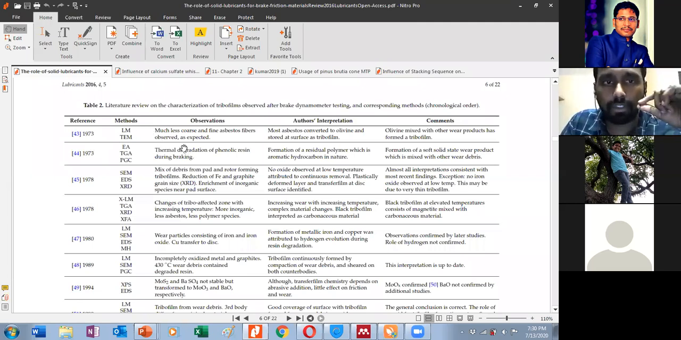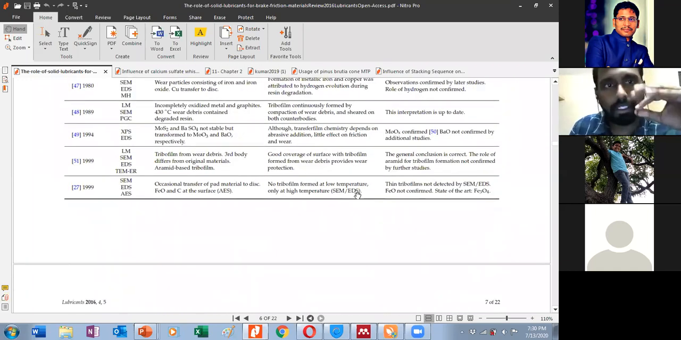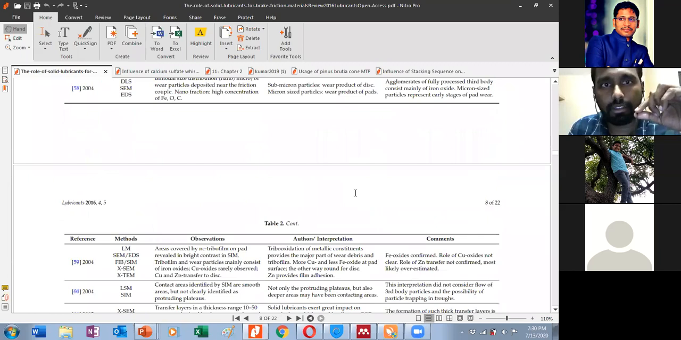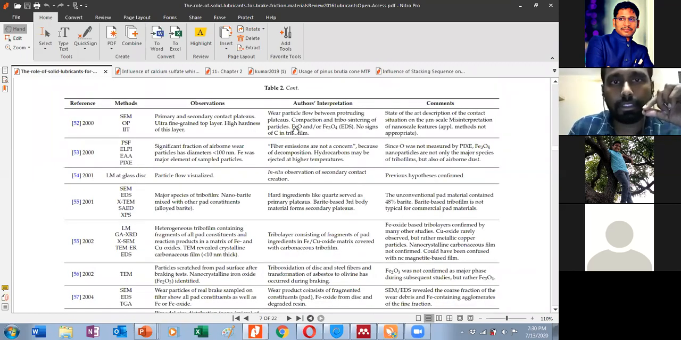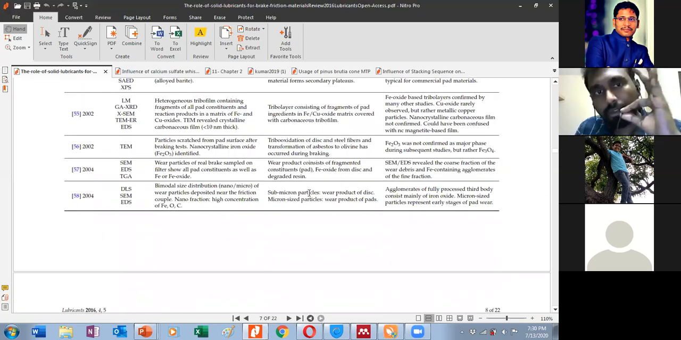This is related to some solid lubricants. So this is the method they have used, and microscopes, and these are the observations. What are the author's interpretations and their comments? So you see, in each and every article they have noted the author's interpretations, their comments, what method they have used, then their observations. This is kind of note taking.